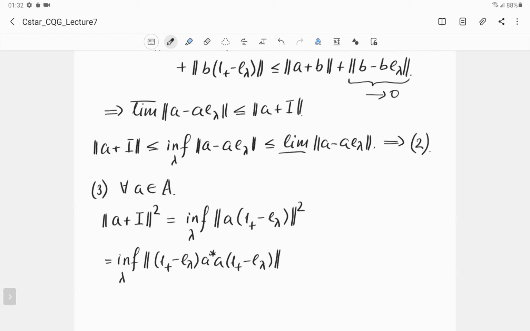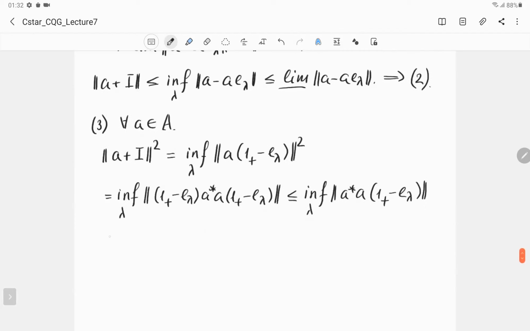Now the first element here, 1 minus E lambda, is between 0 and 1. So this is less than or equal to the infimum over lambda of the norm of A star A multiplied by 1 minus E lambda. And again, by formula 2, this is nothing but the norm of A star A in the quotient.